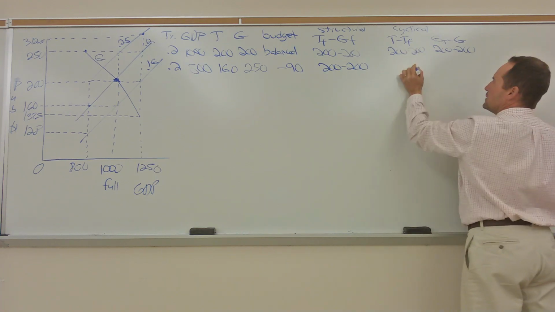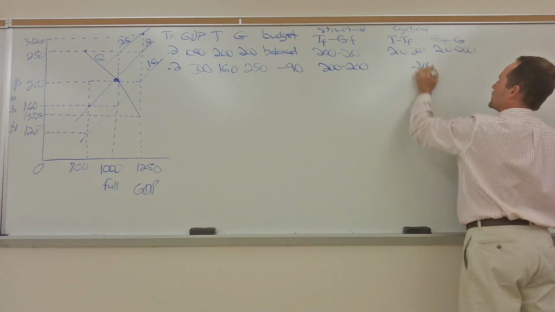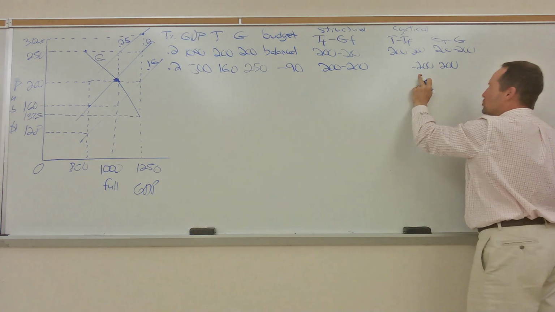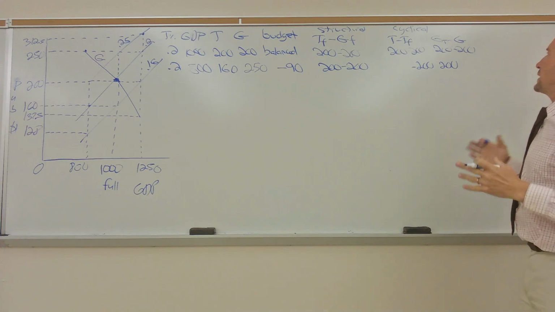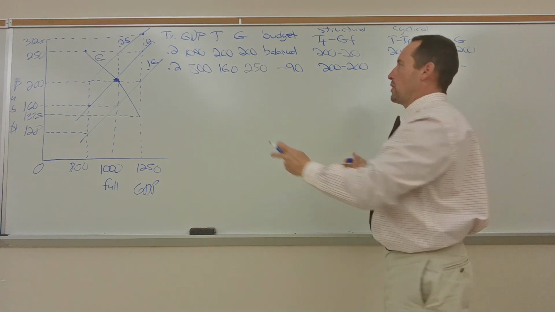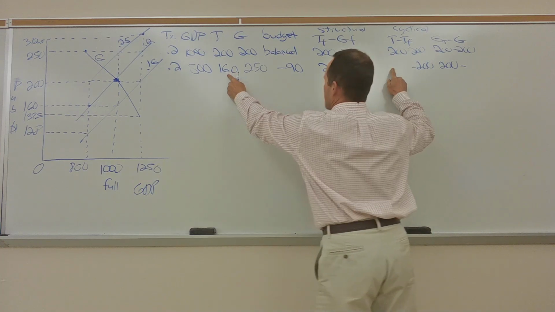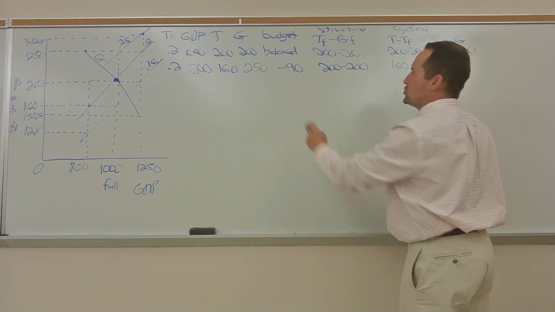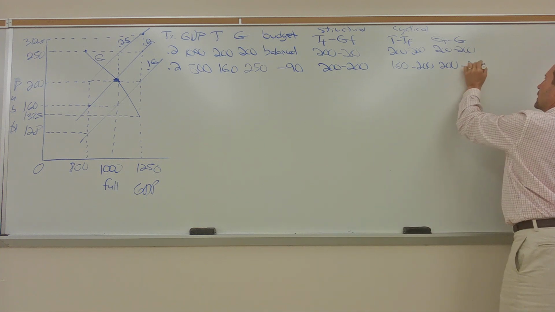So T full is still 200. G full is still 200. Now let's plug in the numbers. Once you have this set up correctly, all you have to do is plug in the numbers. So what's T? T is 160. What's G? G is 250.